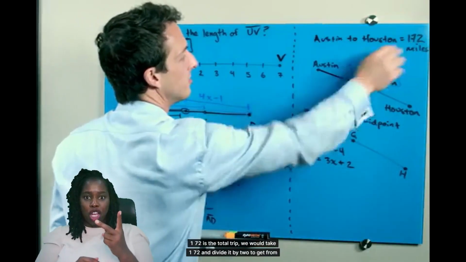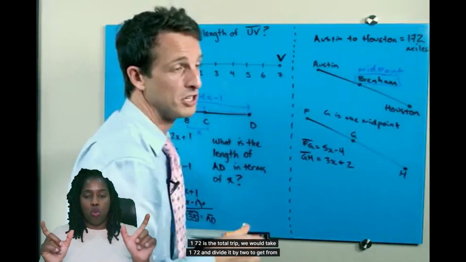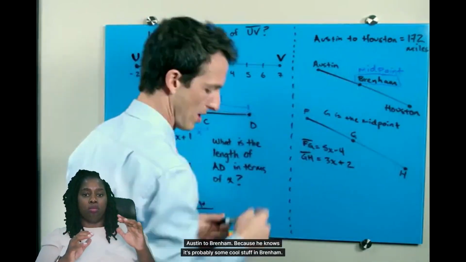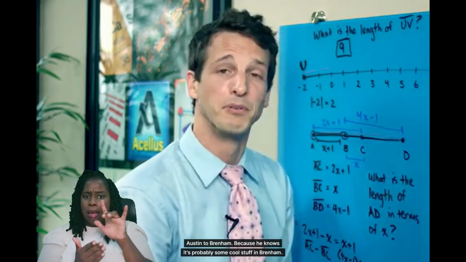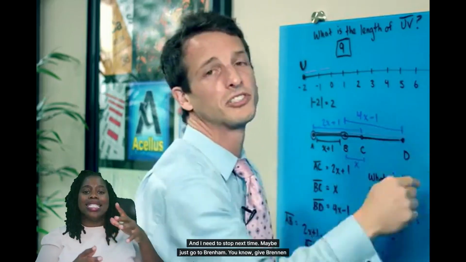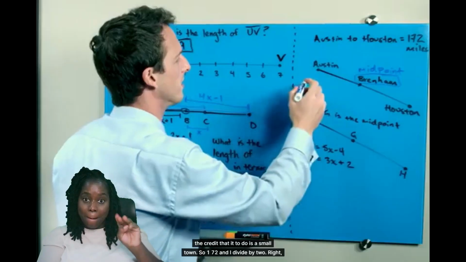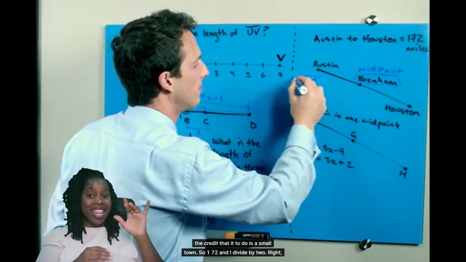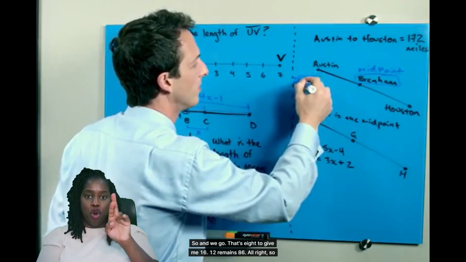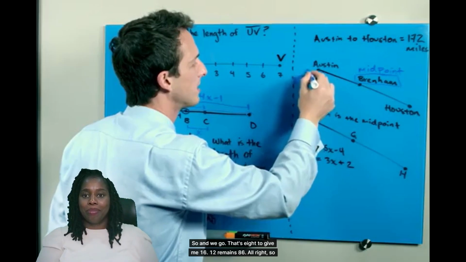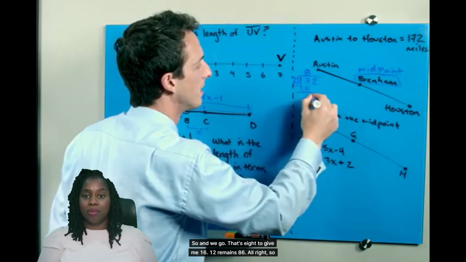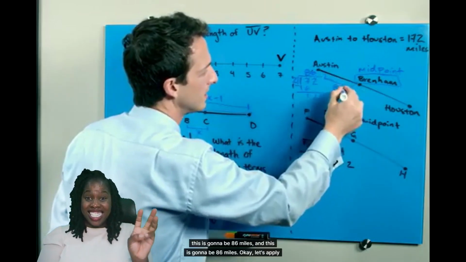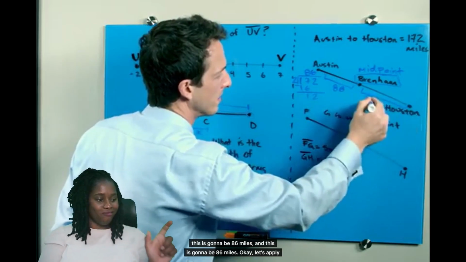So if 172 is the total trip, we would take 172 and divide it by 2 to get from Austin to Brenham. Because who knows? There's probably some cool stuff in Brenham, and I need to stop next time. Maybe just go to Brenham, give Brenham the credit that it's due as a small town. So 172, and I divide by 2, right? So there we go, 8 to give me 16, 12 remains, so 86. So this is going to be 86 miles, and this is going to be 86 miles.